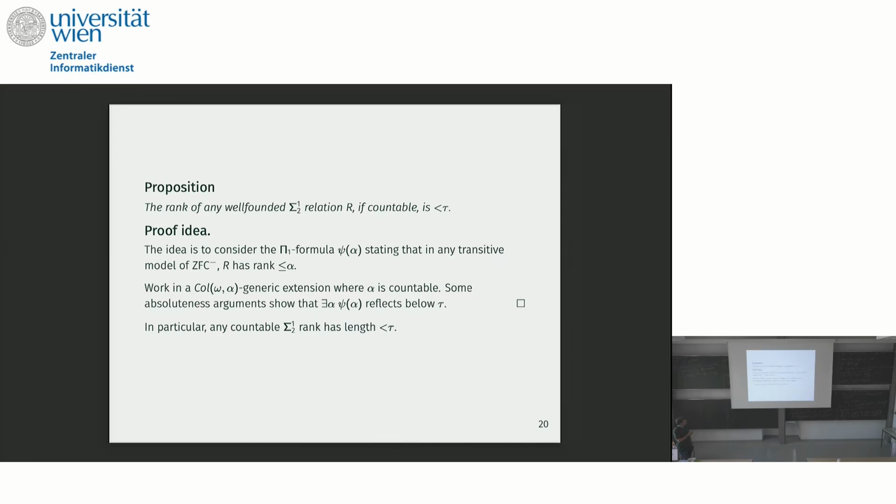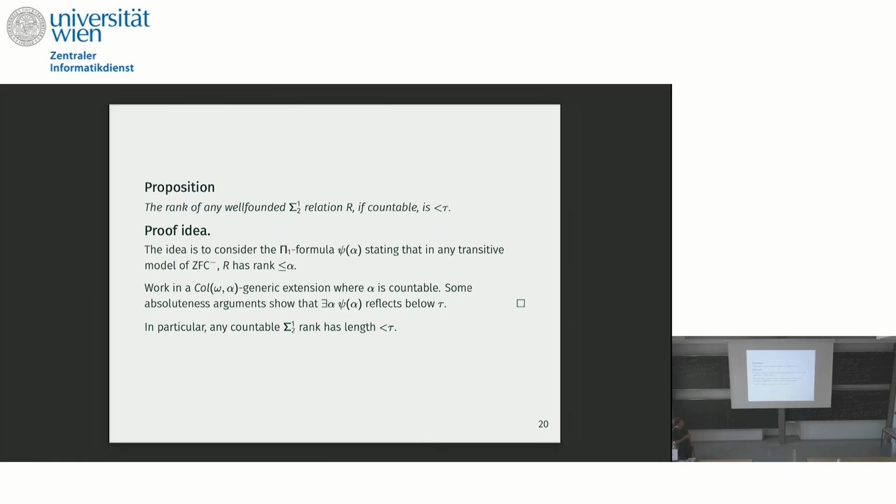And the idea to prove this is just a kind of simple absoluteness argument. So we consider the Π¹ formula saying that the relation has rank at most alpha, where alpha is countable. To do this, we say that we want to express it by a Π¹ formula. So we're going to say that in any transitive model of ZFC containing this alpha, the rank is at most alpha. That's equivalent. And then we go to a certain generic extension, making alpha countable, and do an absoluteness argument.